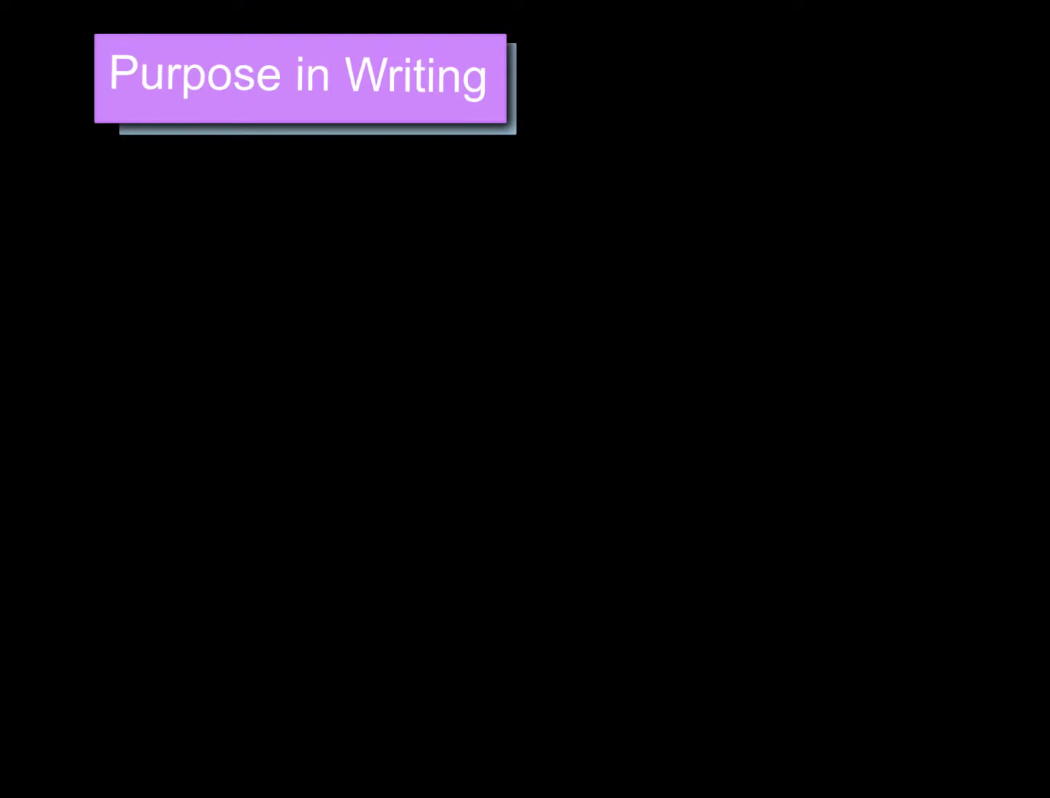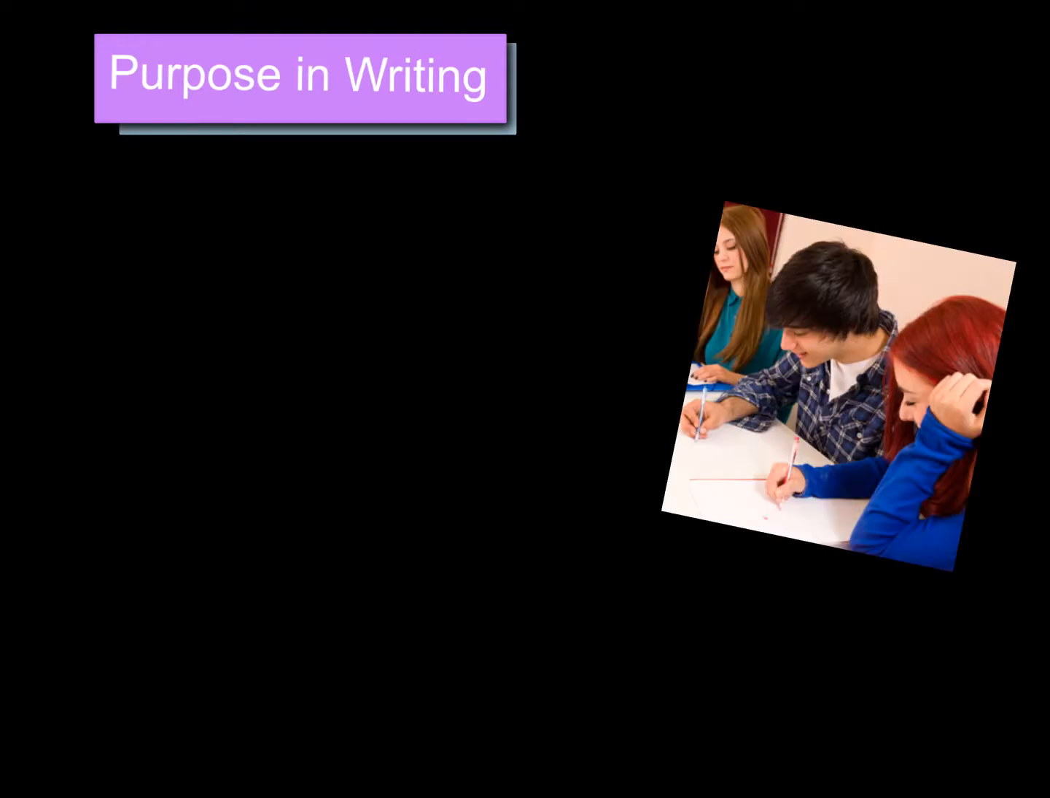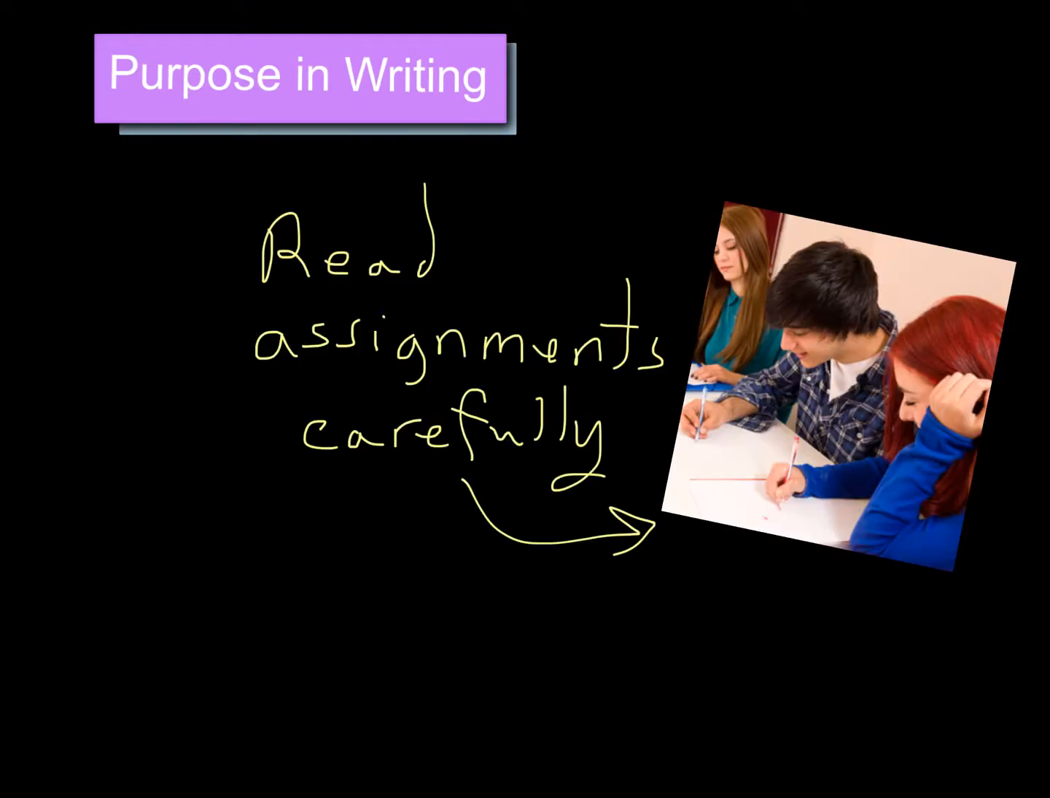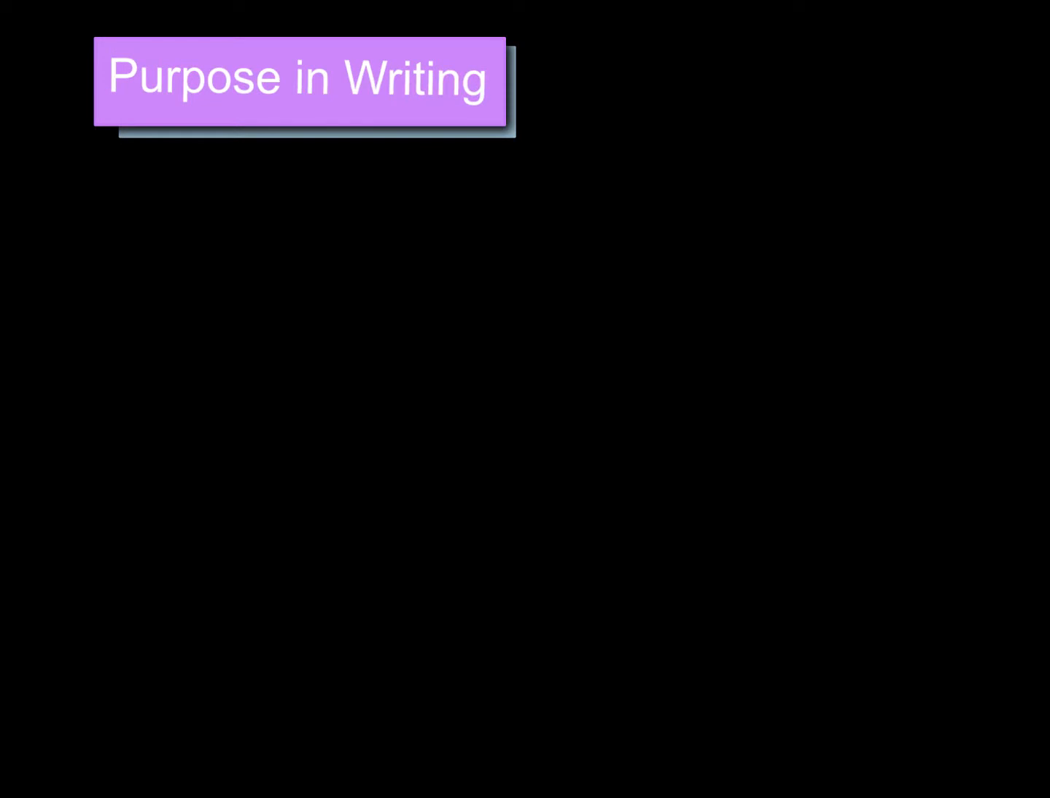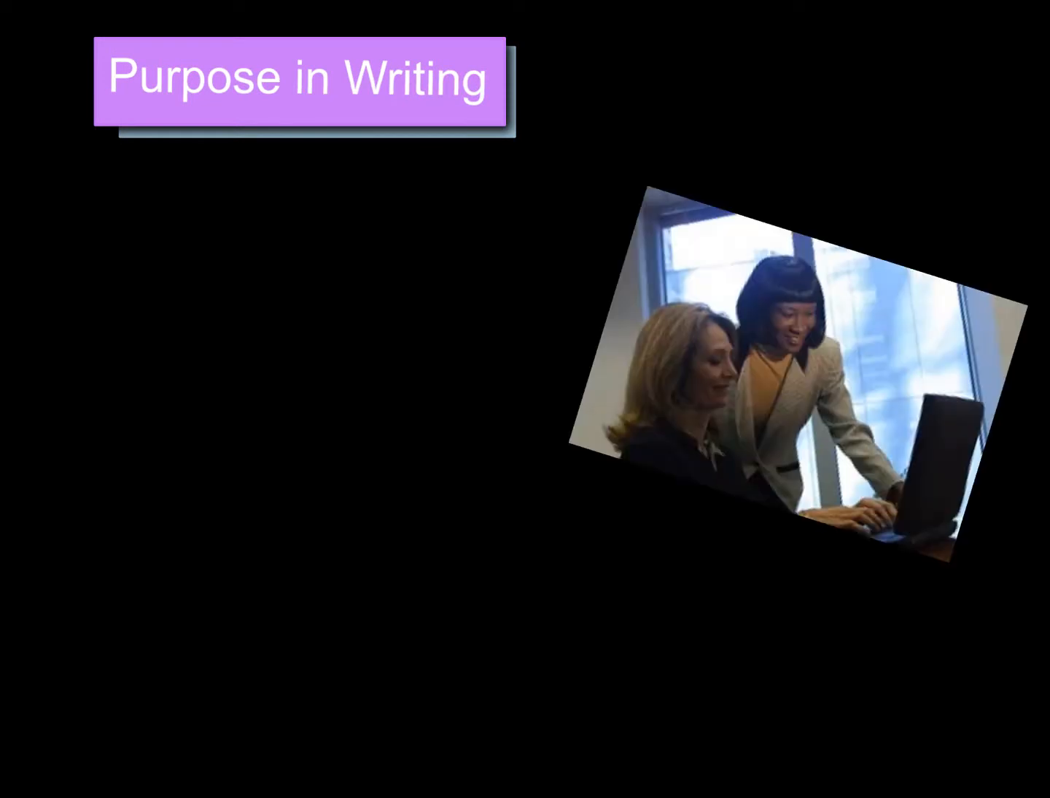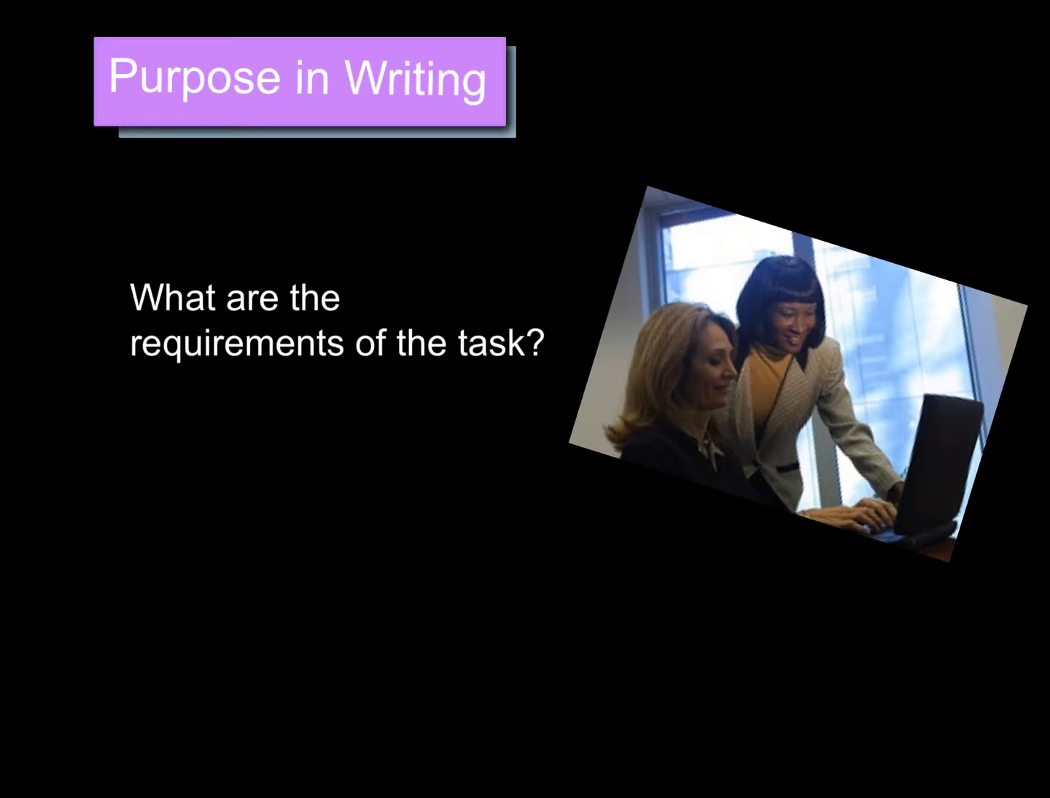For example, when students are given a writing assignment, they should read the assignment carefully to make sure they completely understand all parts of the assignment. Similarly, if employees are given a writing task at work, then they should make sure they completely understand the requirements. So once you're clear on exactly what it is you're being assigned to do, the next step is to think about the purpose of any piece of writing in terms of one of these broad categories.